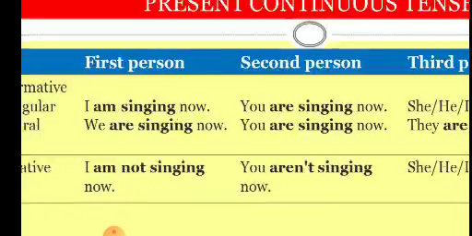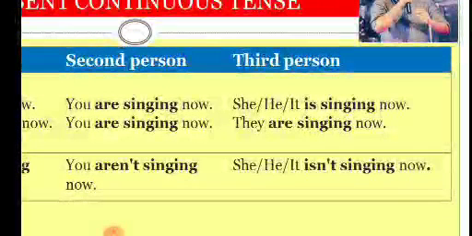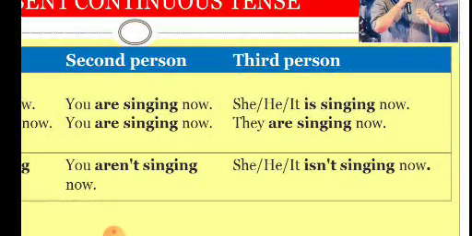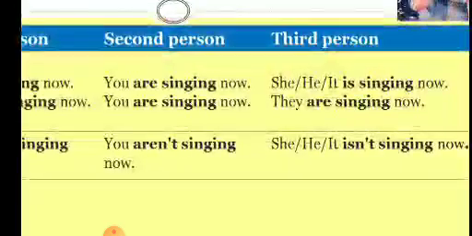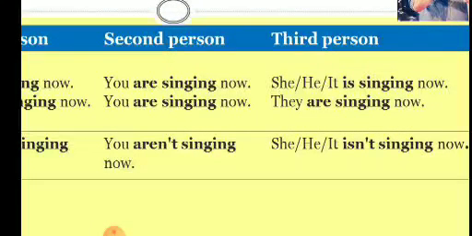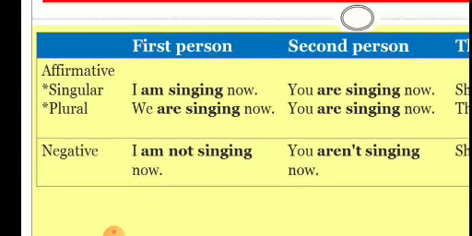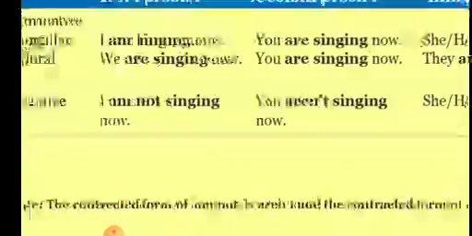For third person singular, we write the structure as subject plus is plus base form of verb plus ing. Likewise, for third person plural, we give the format as subject plus are plus base form of verb plus ing. So, examples for third person singular: she is singing now. He is singing now. It is singing now. Likewise, for third person plural, they are singing now.